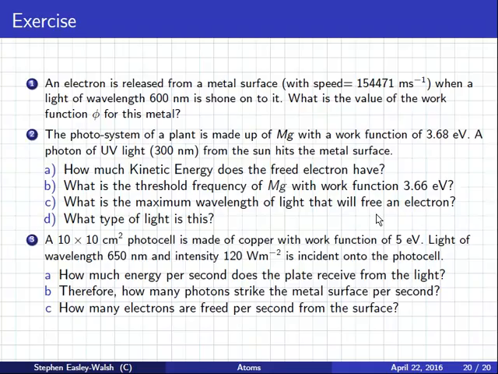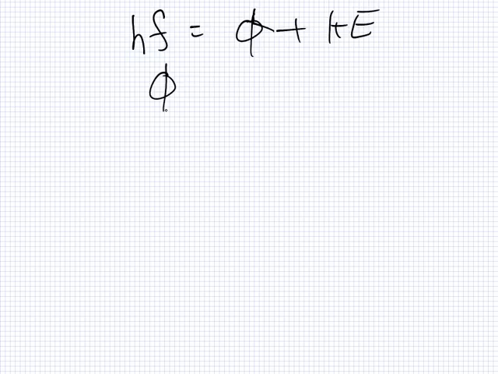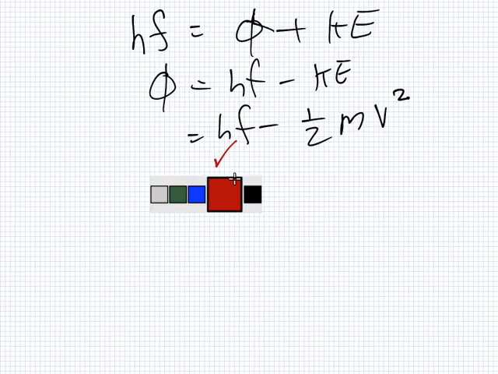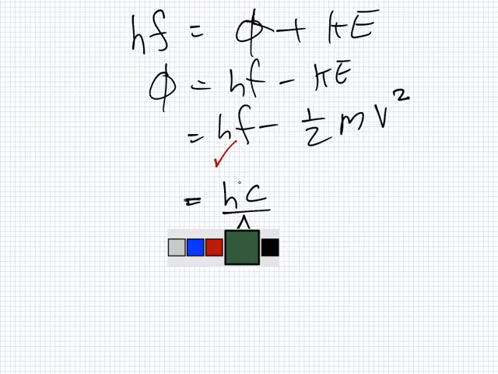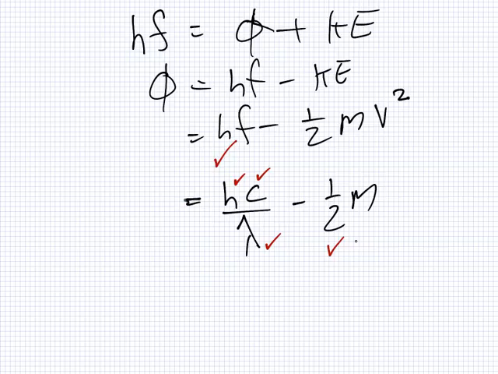Speed over wavelength? No. You're using the formula hf equals work function plus KE. So work function is hf minus KE, which is hf minus a half m v squared. You definitely know the h. The f is c over lambda. So you know the h, the c, the lambda, minus a half m, which you know, v squared, which you know.